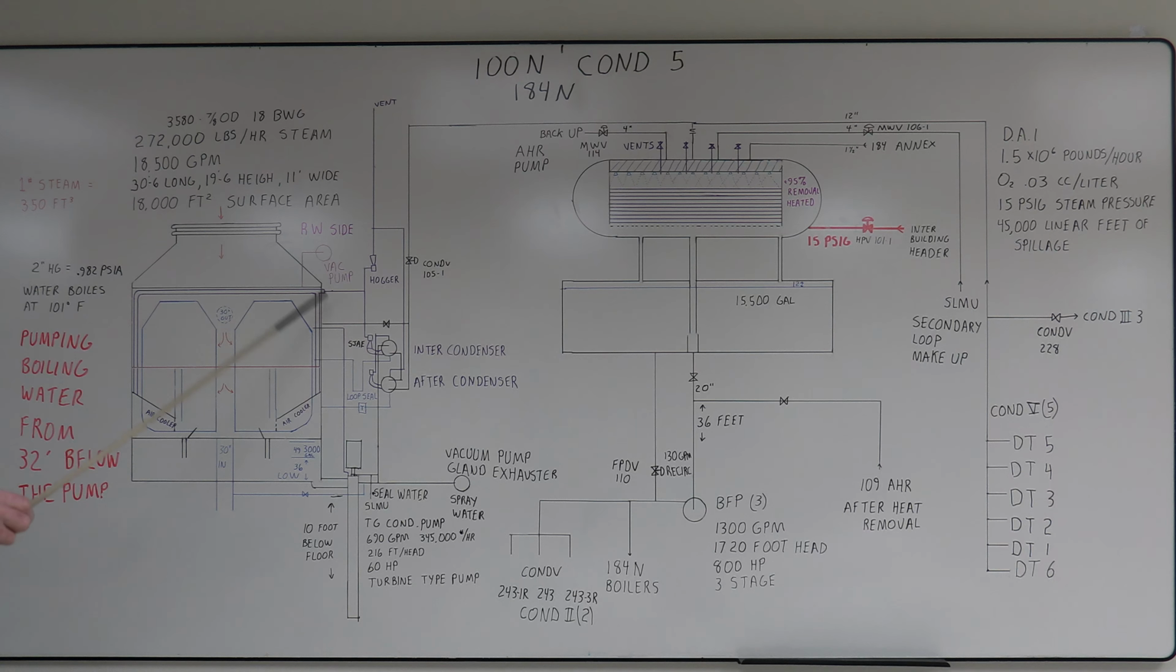So this here is how they got rid of the air out of the surface condenser. These also provided quite a bit of deaeration. To get the water out of here, it dropped down to your condensate pump. It was a 690 gallon per minute pump, 3-stage turbine, 216 foot head, a 60 horsepower motor on it.